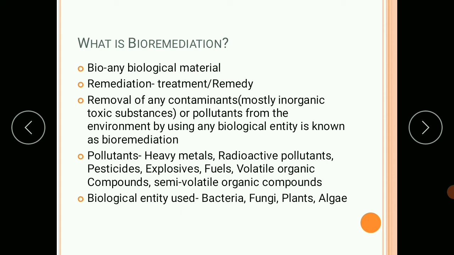Now, what kind of pollutants? Pollutants like heavy metals, radioactive pollutants, explosives, herbicides, pesticides, etc., which cause harm to our nature. To treat these pollutants, we use some biological entity like living organisms, bacteria, fungi, plants, or algae.